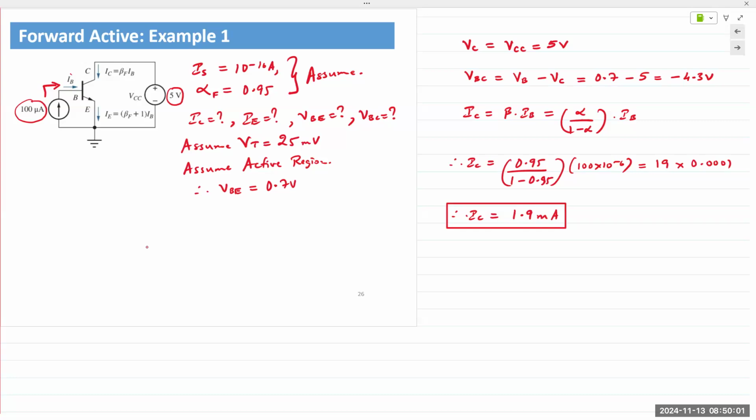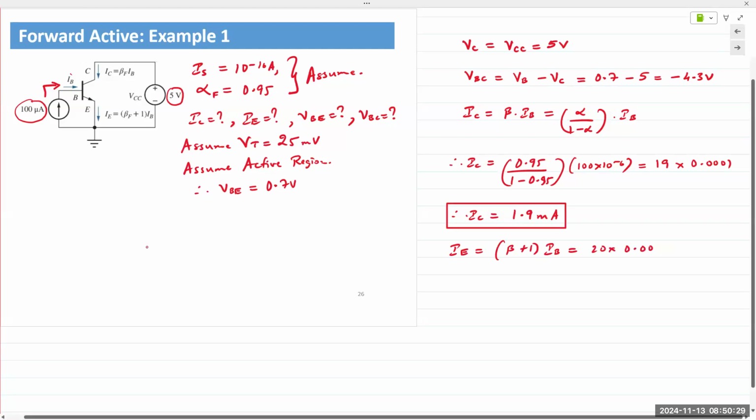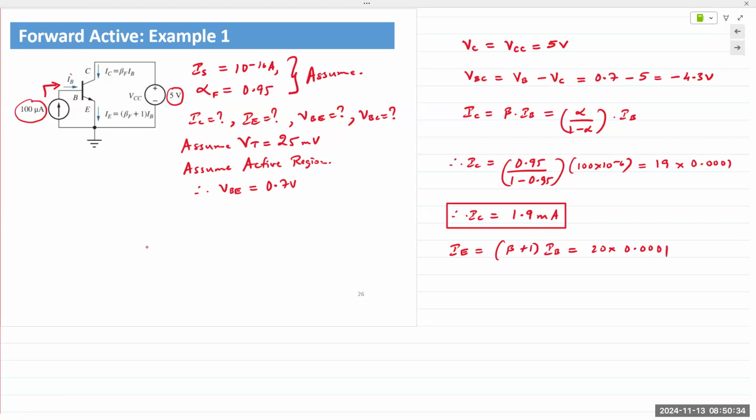From the IC and IB values, we can find the emitter current IE. The equation for IE is beta plus 1 times IB. So 19 plus 1 is 20, times 100 microamps, which gives 2 milliamps.